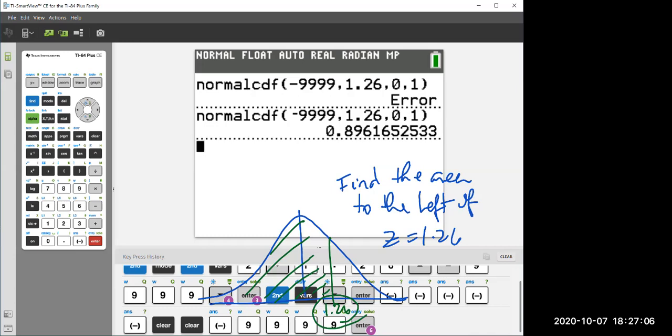Okay, so meaning here, the area to the left of everything here, the shaded part to the left of 1.26, is equal to 0.8961. I want you to use 4 decimals, or you can say it is 89.61%. Any questions?